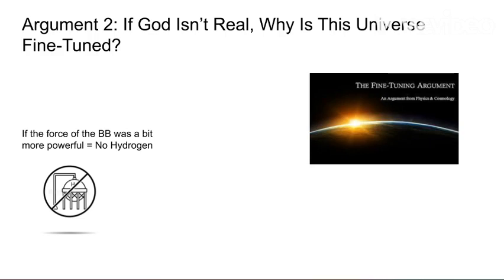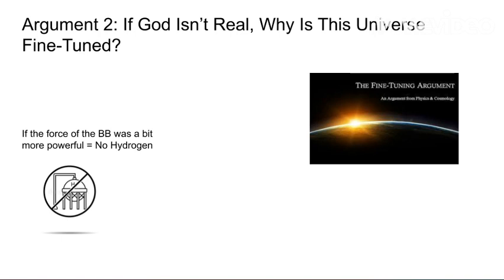The second example for fine-tuning is that if the force of the Big Bang was slightly more powerful, there would be no hydrogen, and without hydrogen, water wouldn't exist, since water is composed of hydrogen and oxygen. If the force of the Big Bang was slightly less powerful, hydrogen would be the only element in existence, and I don't need to explain how bad that would be.